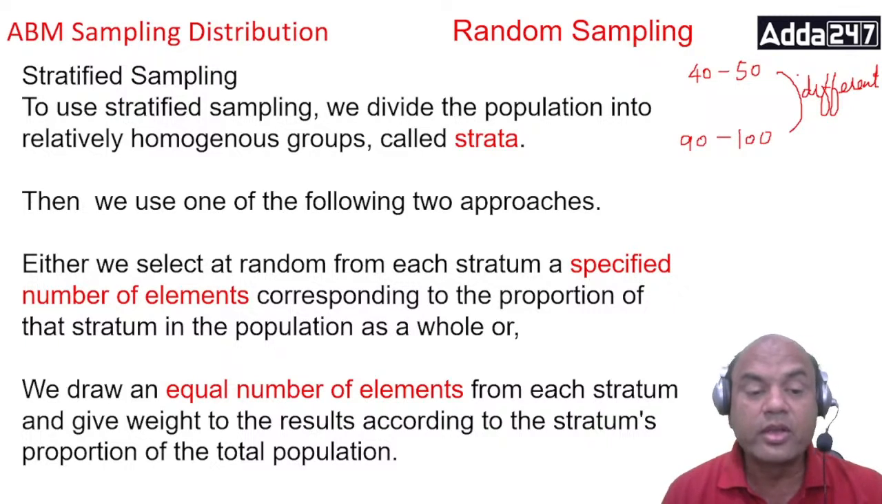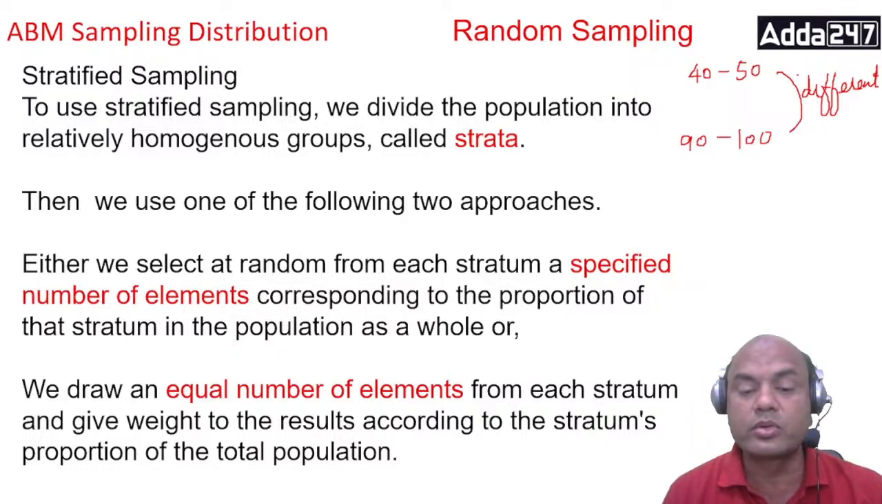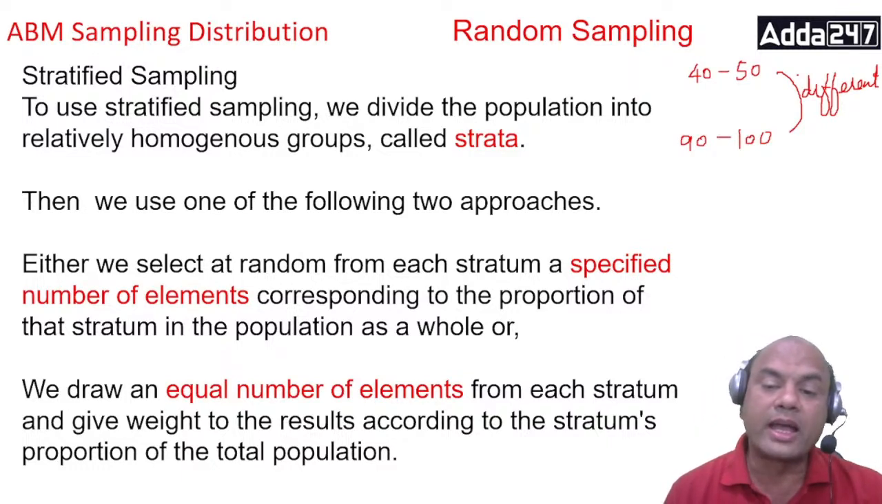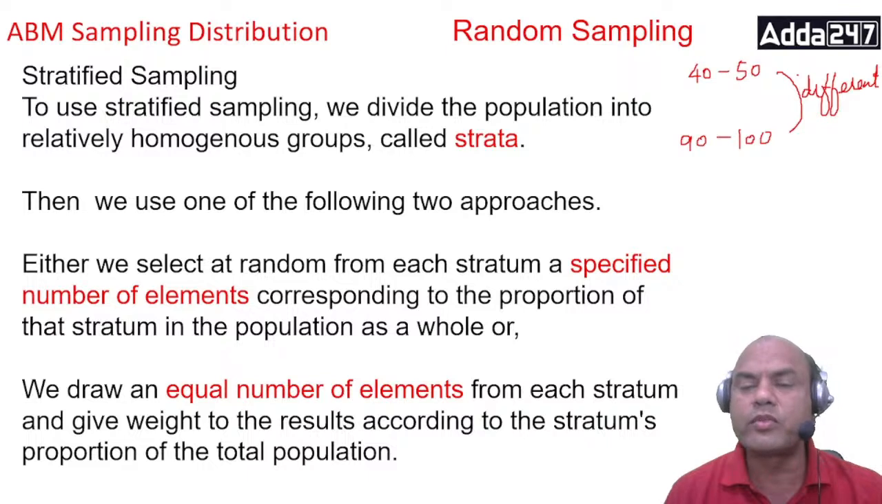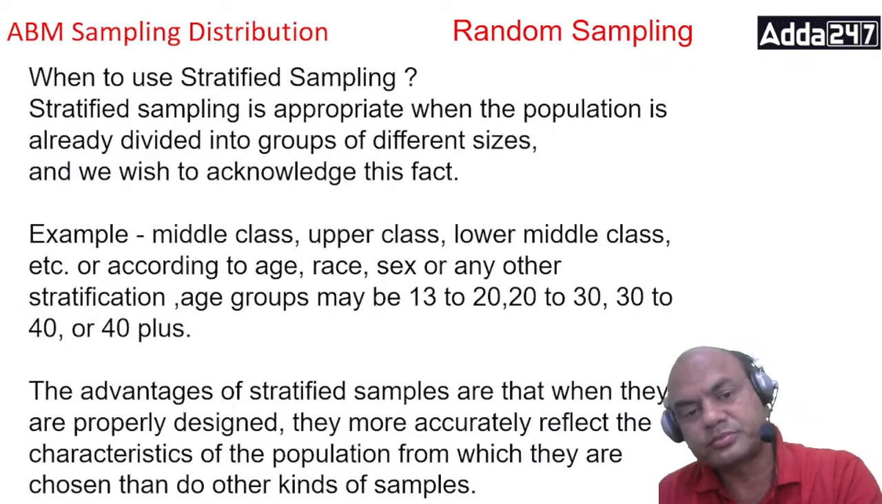And the second way out is we draw an equal number of elements from each stratum and give weight to the results according to the stratum's proportion in the total population. Okay. So I can draw a specified number from each separate group, or I can draw an equal number. Every group 40 to 55, 50 to 65, 60 to 75 and so on. So equal number or specified number.